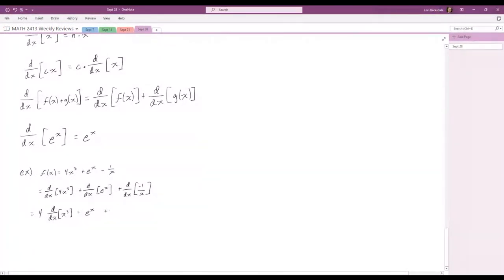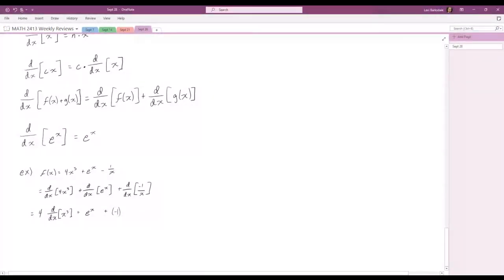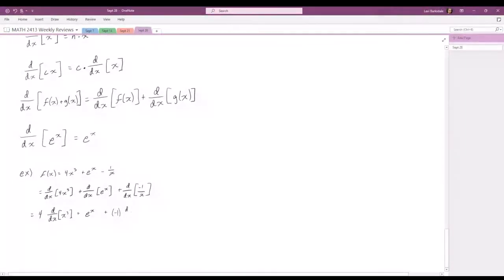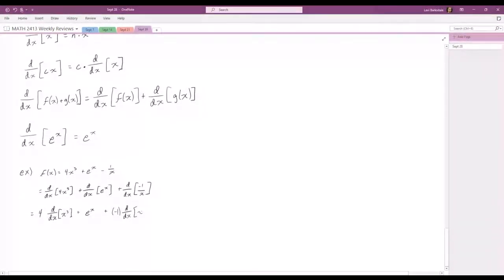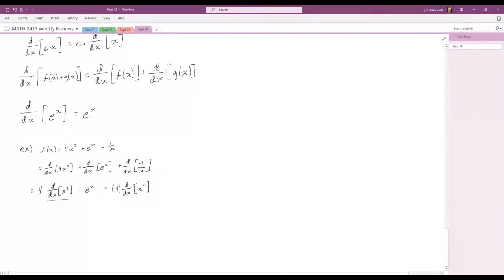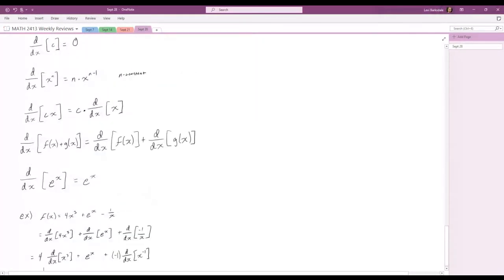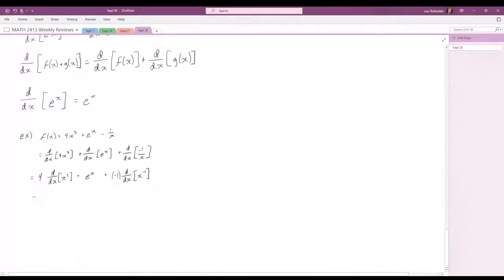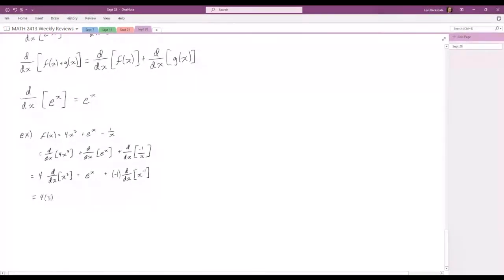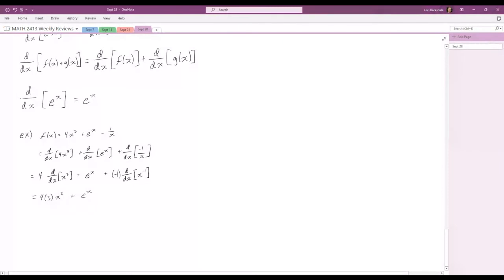This last one, I'm actually also going to pull out a negative 1 using my multiplication by a constant rule, and I'm also going to rewrite it because 1 over x is the same thing as x to the minus first power. Well, now this part matches one of my derivative rules. It matches my x to the n rule. So I can use the power rule to find the derivative of that. Move down the constant, decrease it by 1. I've already taken the derivative of my e to the x. I don't worry about it.